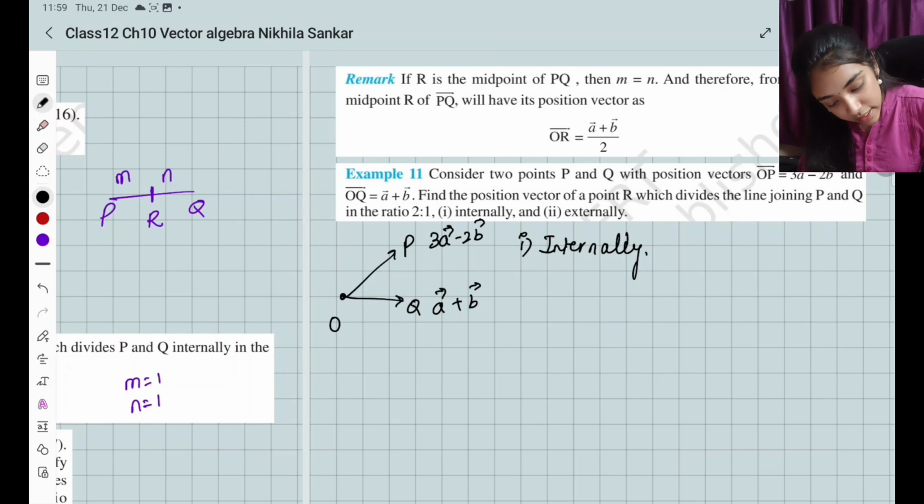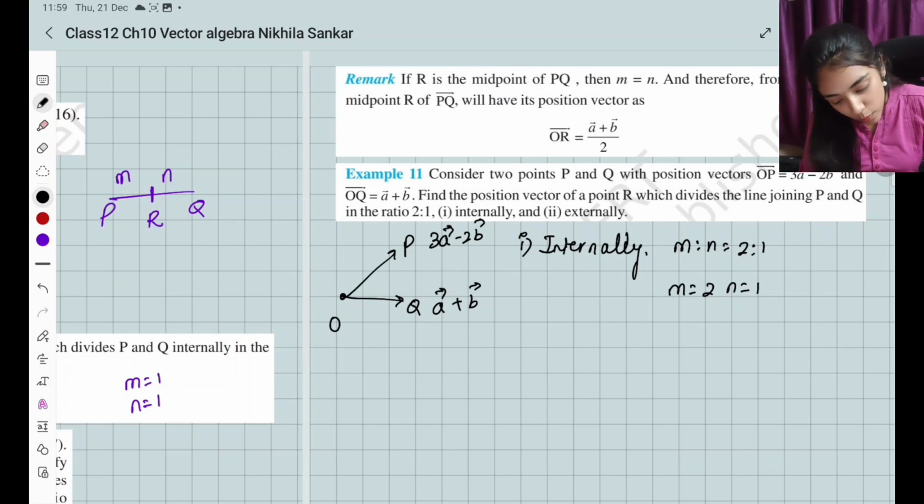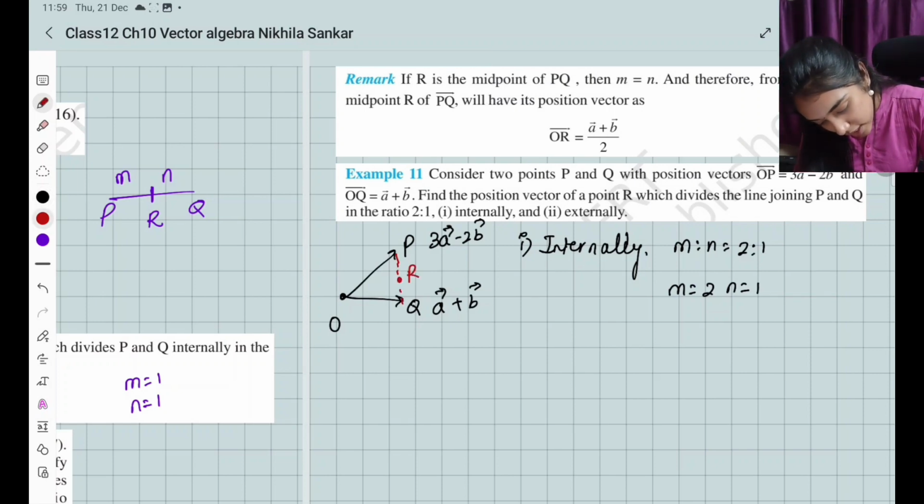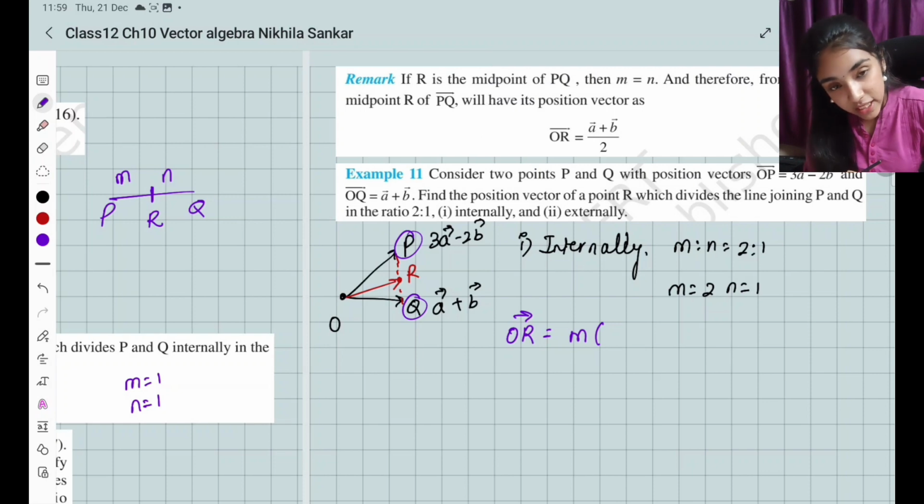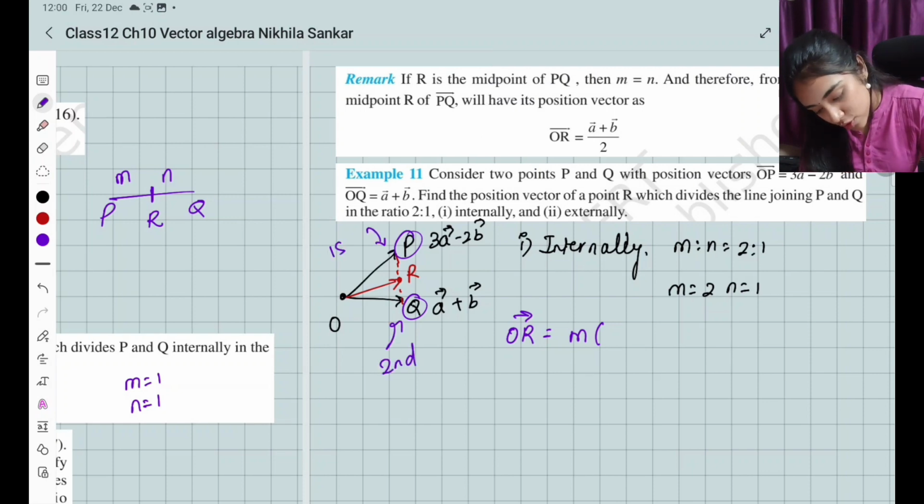Internally na, the ratio m is to n is going to be 2 is to 1, where my m value is going to be 2 and n value is going to be 1. What is the formula? You need to find some R. So, இந்த இடத்துல இந்த point R இருக்கு. So, OR is going to be m times the second vector. இப்போ P to Q தானே internal divide பண்ணுது. So, P to Q na, this is going to be my second vector and this is going to be my first vector.